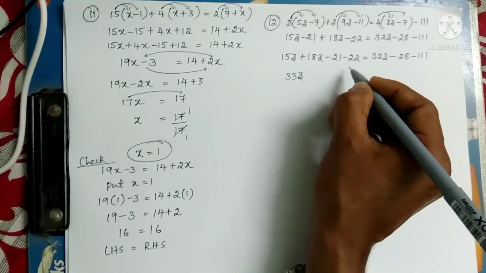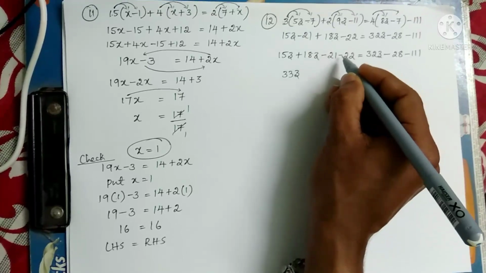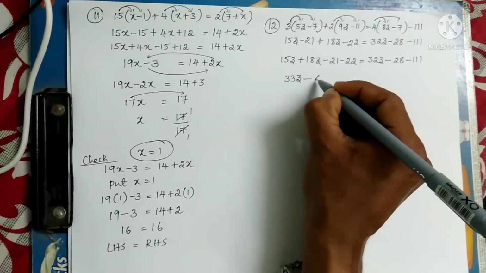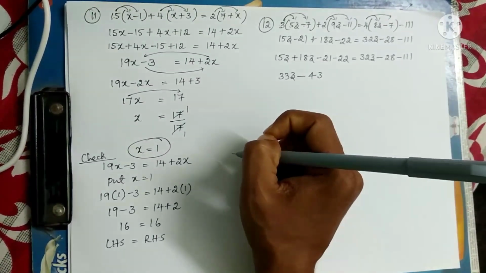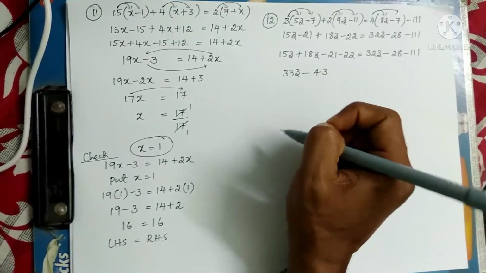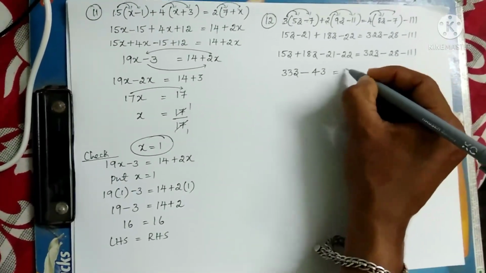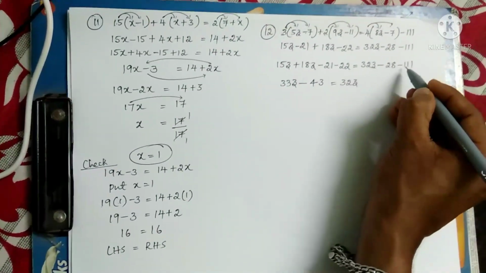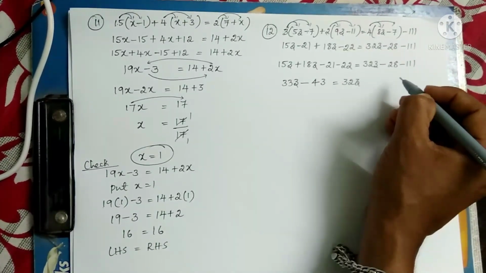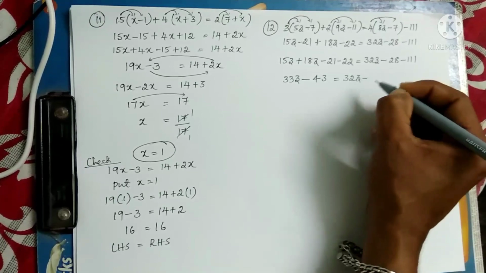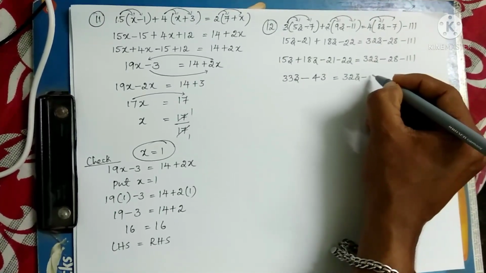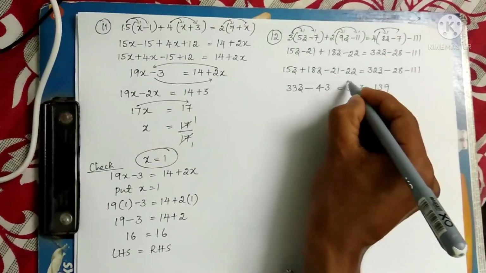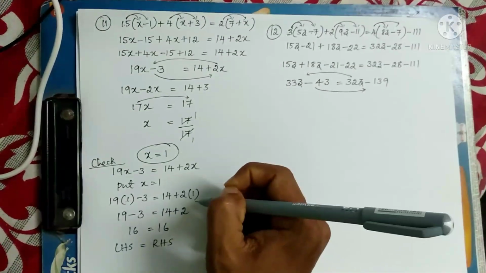Minus 21 and minus 22 are two negative integers, so when we add two negative integers, the result will be negative. And you can add the constants 21 and 22 is 43. That means minus 21 minus 22 is minus 43, which is equal to 32z. Now you can see these two are negative integers, minus 28 and minus 111. If I add these two we get negative, and 28 plus 111 is 139, that is minus 139. Now by transposing the variables on left side and the constants on right side.